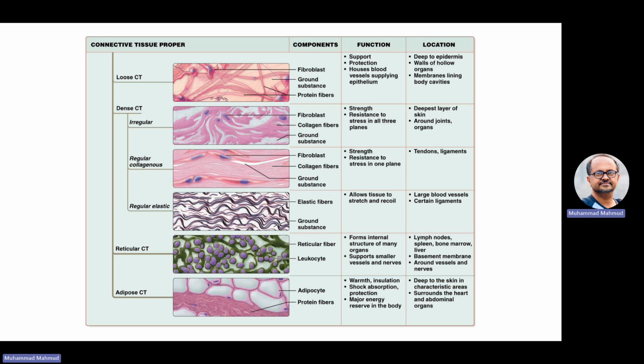So these are the different types of connective tissue proper. It can be loose connective tissue, it can be dense. Within the dense, we have irregular, regular collagenous, regular elastic, and then reticular connective tissues and adipose connective tissues. We may have to identify these pictures or different types of slides like this in our exam.